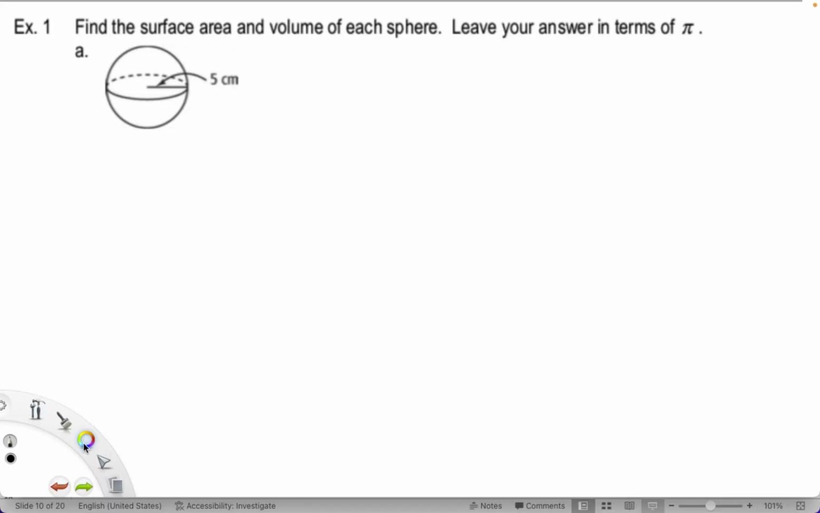So when I look at this one, I can see right here that the radius of this sphere is 5 centimeters. So I see that the radius equals 5 centimeters. All right, and I'm supposed to find the surface area. The surface area of a sphere equals 4 pi r squared.